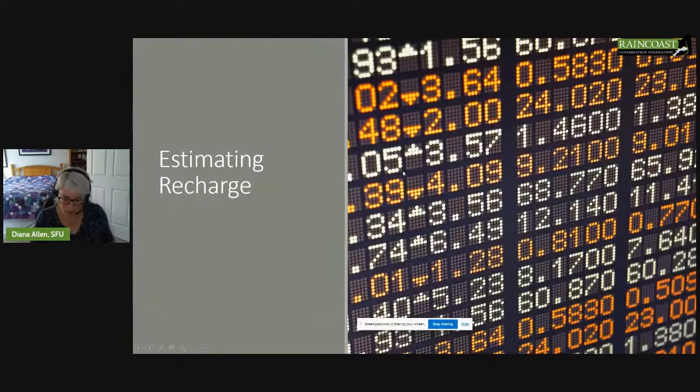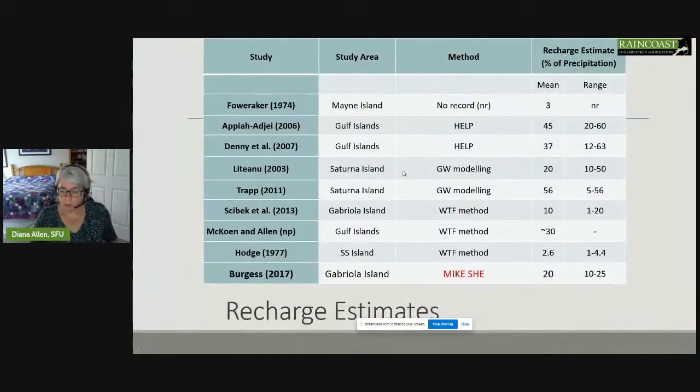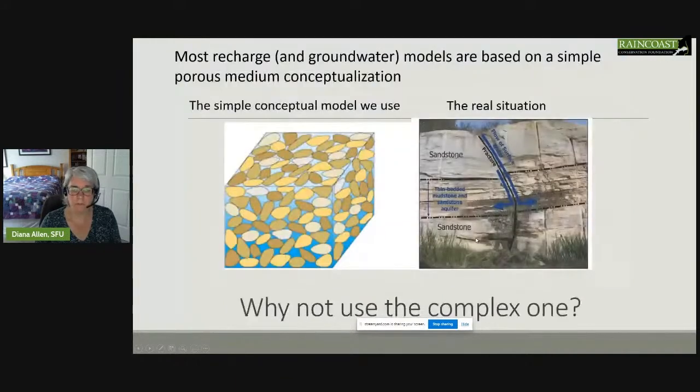So how do we estimate recharge? Well, there have been a number of approaches taken for estimating recharge in the Gulf Islands. A lot of this work was done by my group, but we've tried so many different methods. What I'm going to share with you today is the results from Gabriola Island, where we used a software package called MIKE SHE to estimate the recharge. And it turned out it was roughly 20% of precipitation.